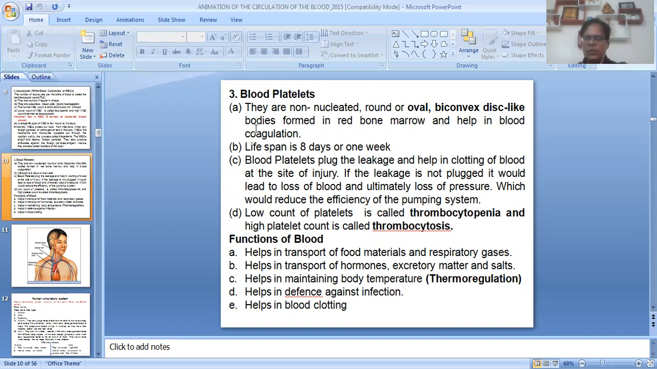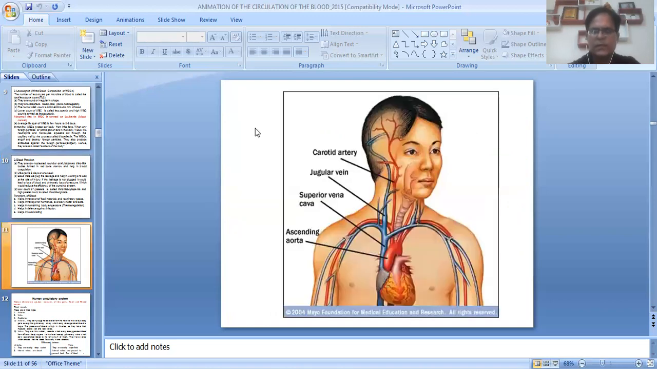Now I'm telling you the functions of blood. What are the functions of blood? It helps in transport of food material and respiratory gases. It helps in transport of hormones, excreted matter, and salts. It helps in maintaining body temperature, called thermoregulation. It helps in defense against infection and enhances blood clotting, my dear friend.